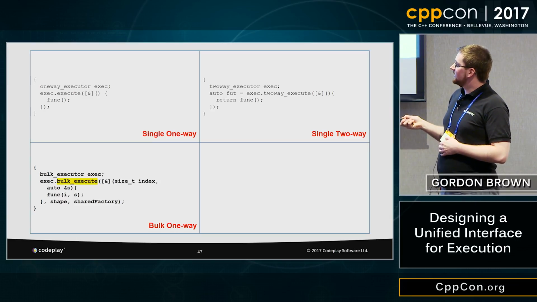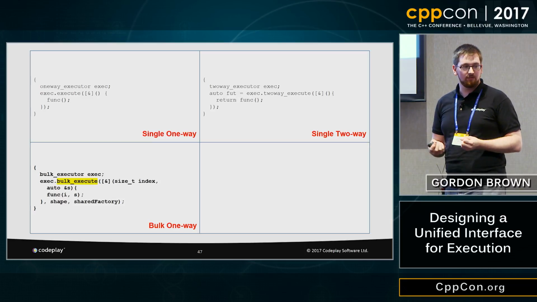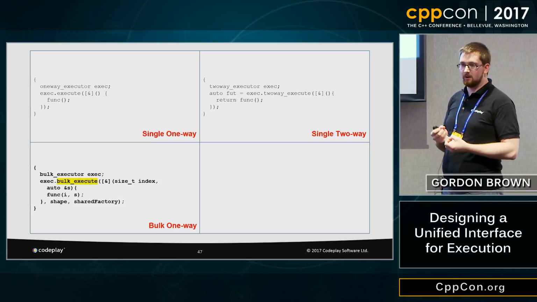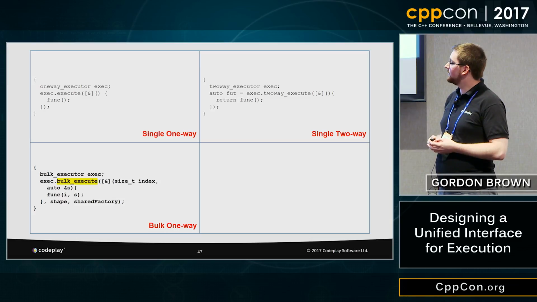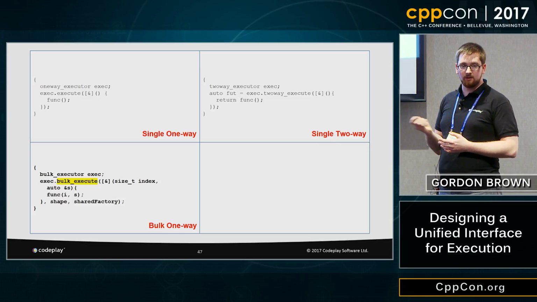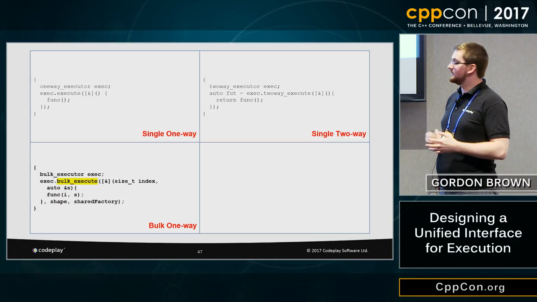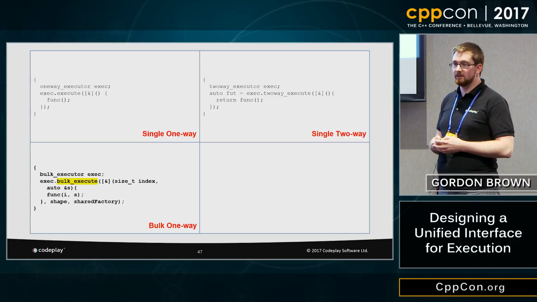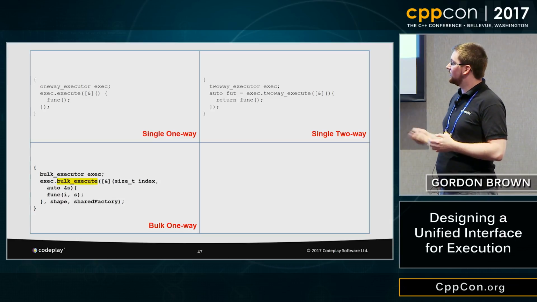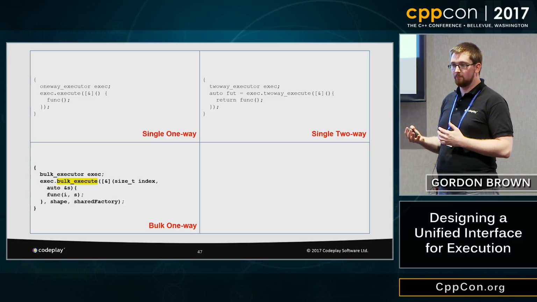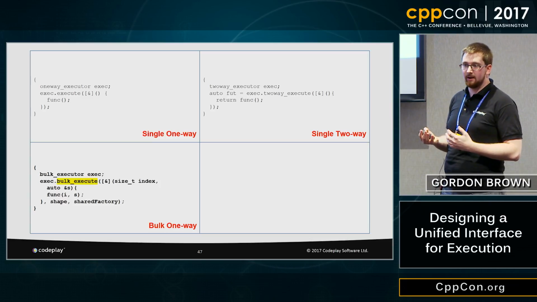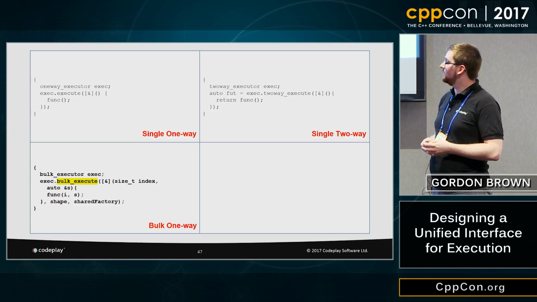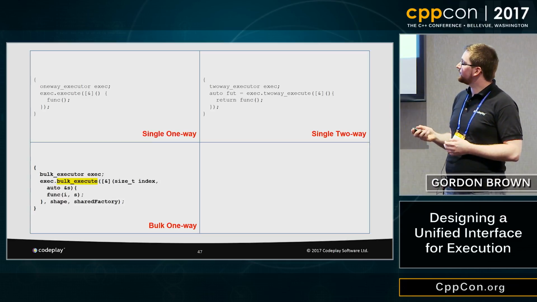And then shared factory. This is essentially a function object that returns an instance of a shareable type. That's then passed to every iteration of the bulk execution as an object that can be shared between the execution agents. This is very important particularly when you're running in parallel or for heterogeneous computing, where this can be represented by local memory, which is often very much faster to access.